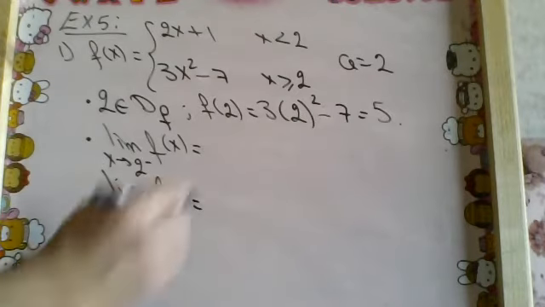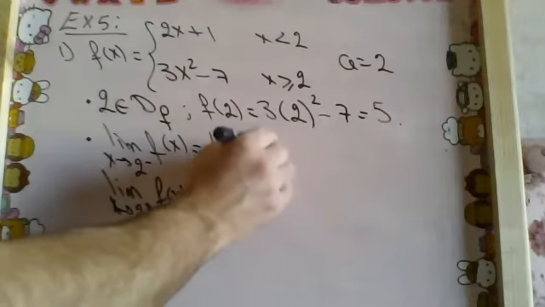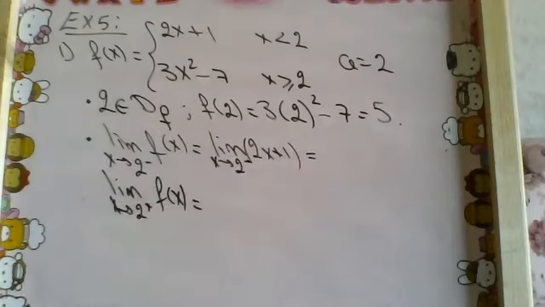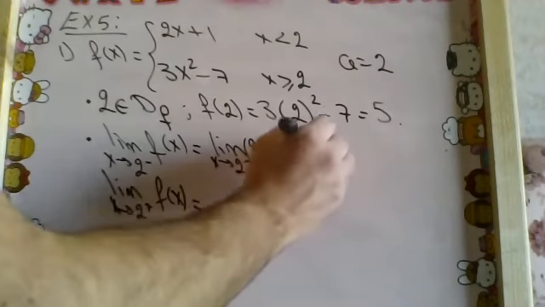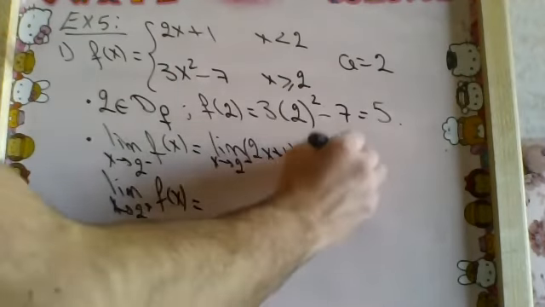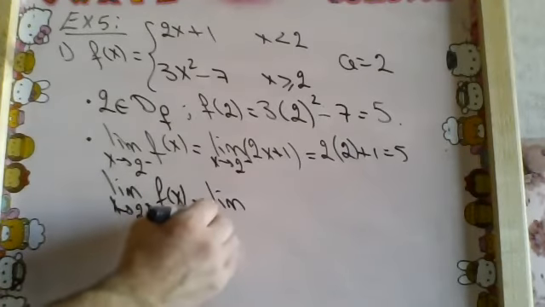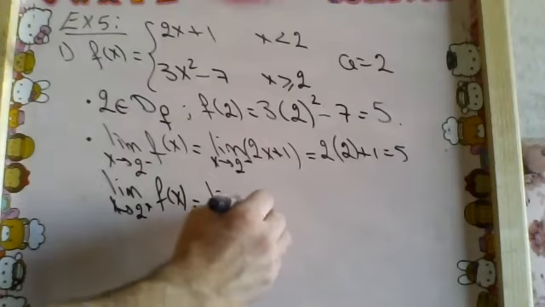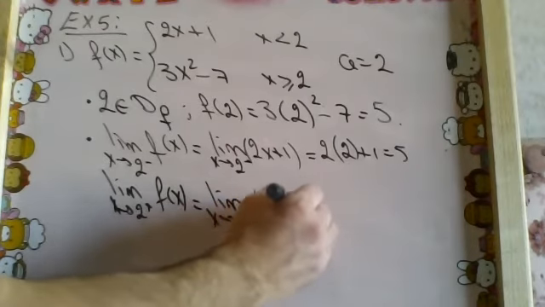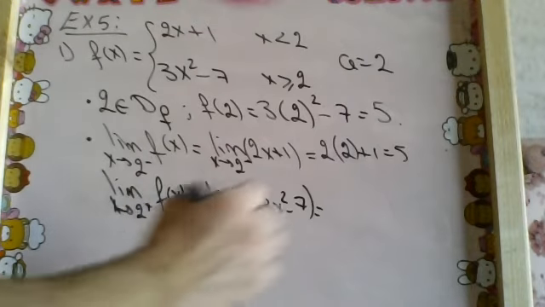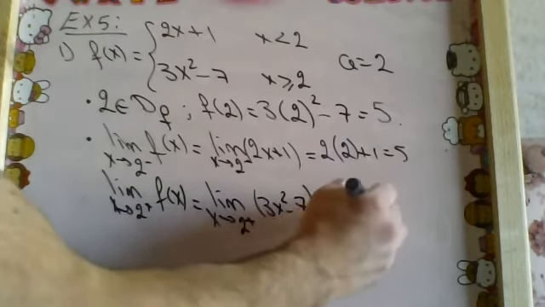2x plus 1. What is the limit of 2x plus 1 as x approaches 2? We replace x. What do you get? 5. It's 2 plus 1, which is equal to 5. Yes, Reem. Limit as x approaches 2 plus: we put 3x squared minus 7 as x approaches 2 plus. Now we replace: 3 times 2 squared minus 7 equal to 5.